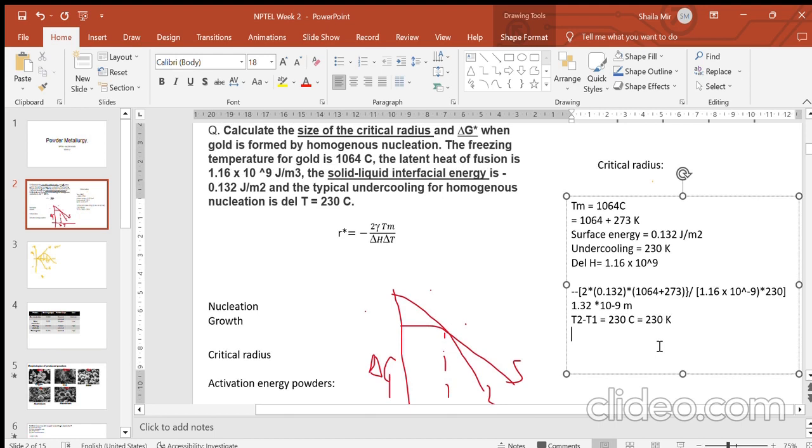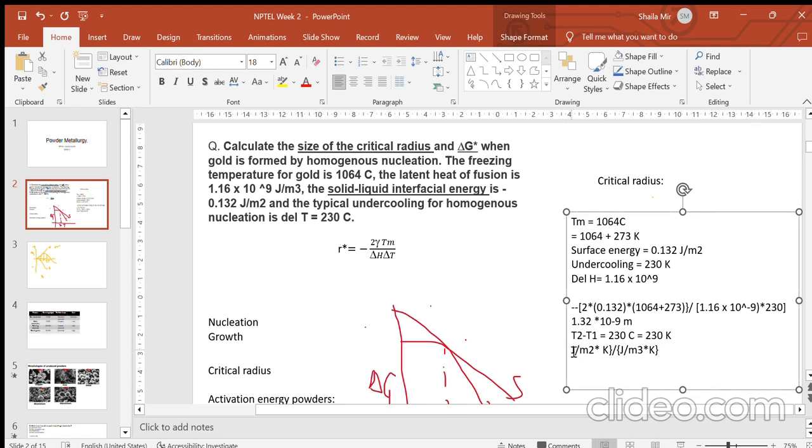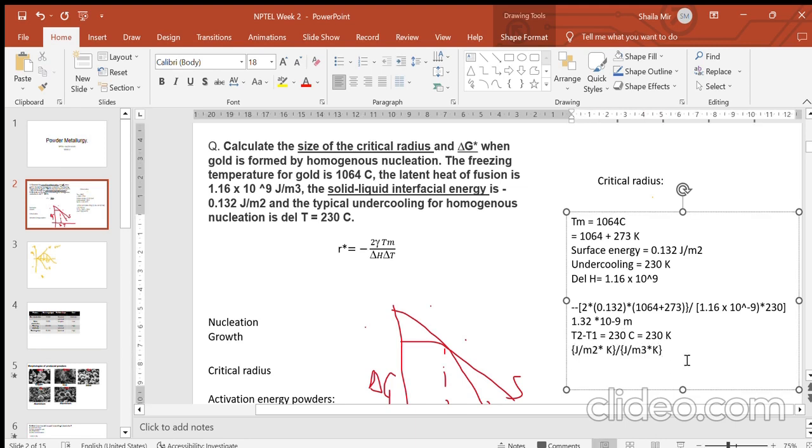Also, you can check if the other units are balancing or not. Say for example, we had the surface energy value. That surface energy is joules per meter square, and that will be multiplied by the Kelvin, and all of this will be divided by the delta H, that is joules per meter cube, multiplied by the Kelvin. So the joules and joule will be cancelling out, meter square will cancel out, and then we'll be left with meter as the final unit.